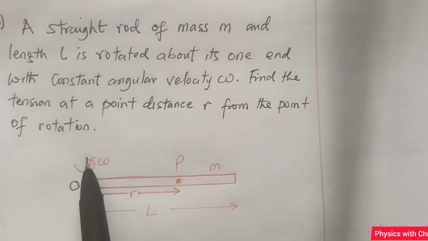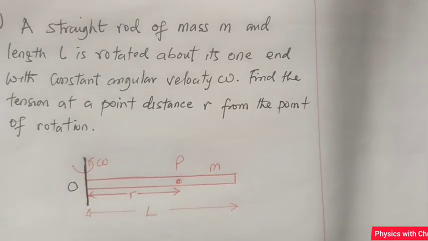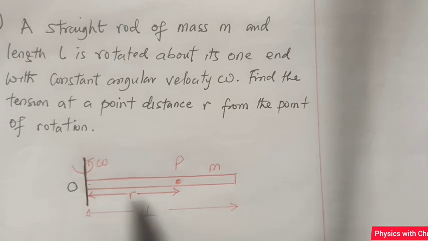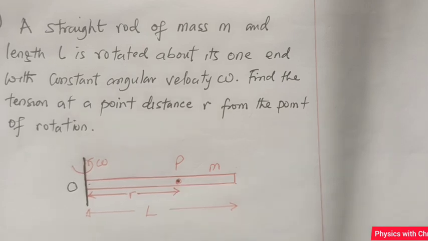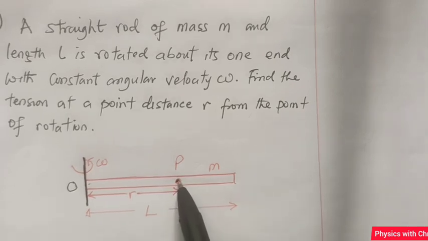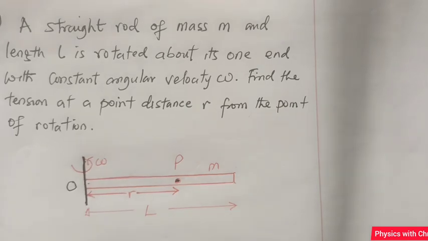This is the point of rotation. The axis of rotation is along this point O. All right. Now this is a strip. It could be a metal strip, a wooden strip. The total length is L, and we have to calculate the tension at this point. This point is point P, distance r from the axis of rotation, up from point O.